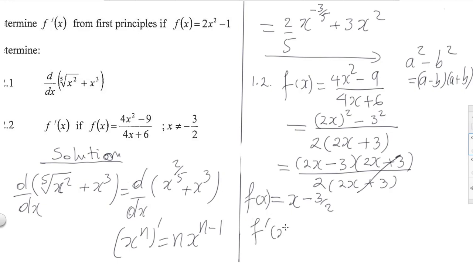Straight now, you calculate the derivative of your f of x. Derivative of x is 1. Derivative of minus 3 over 2 is 0. So that is the final answer.